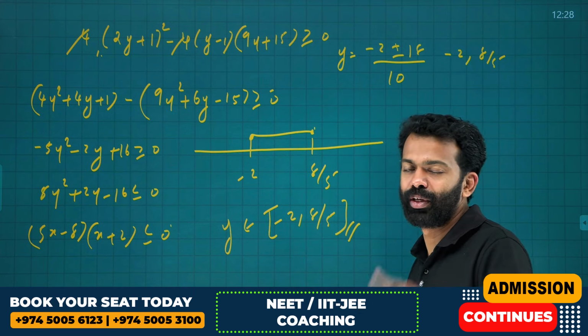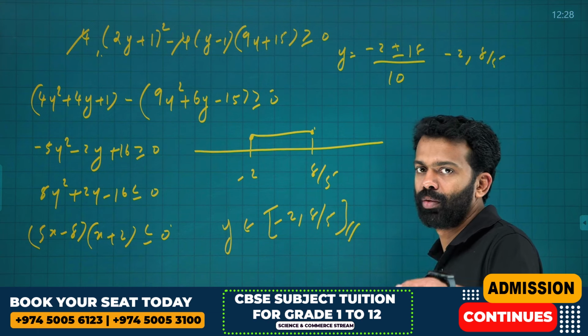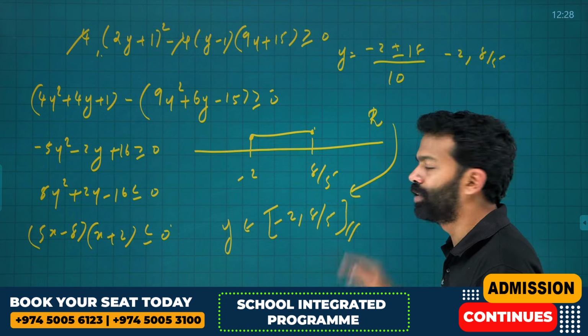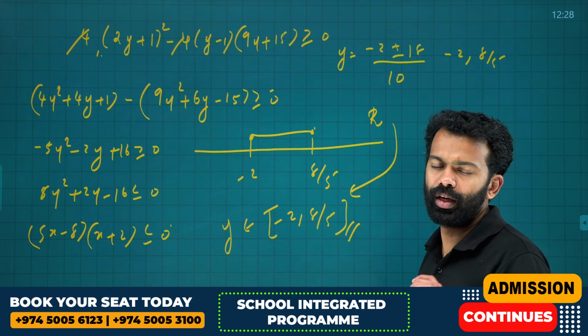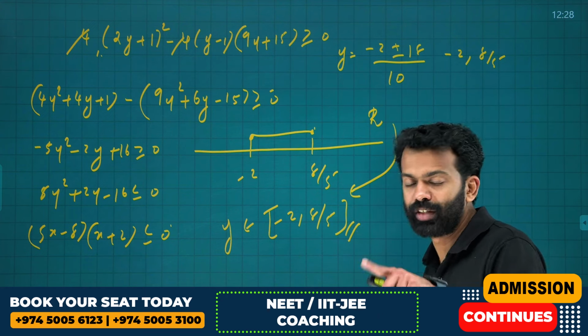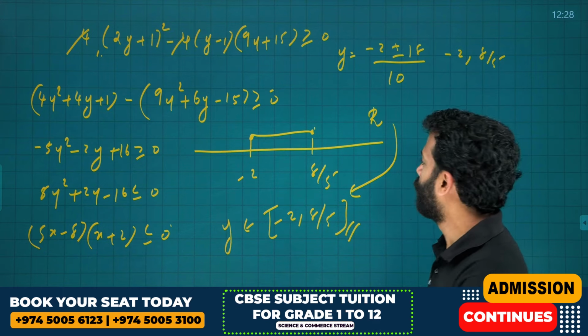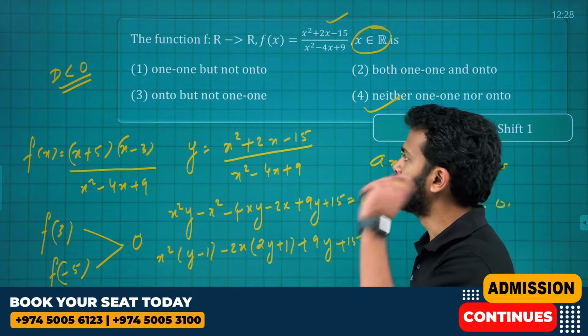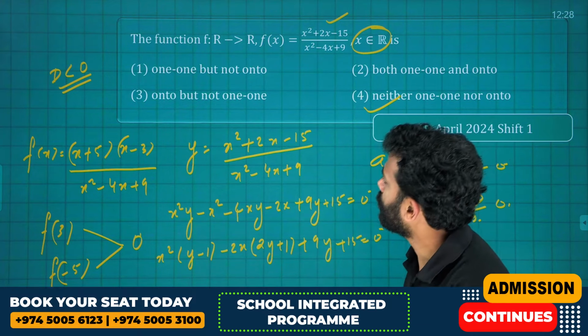It's an into function because they are not using all the elements of the codomain. And what was the codomain here? Real numbers. Okay, and from the real numbers only this part is used. Therefore, it is not an onto function, it is an into function. Okay, hope you got the idea here. So, what is the final result here? Neither one-one nor onto. Okay, so let's move to the next question.